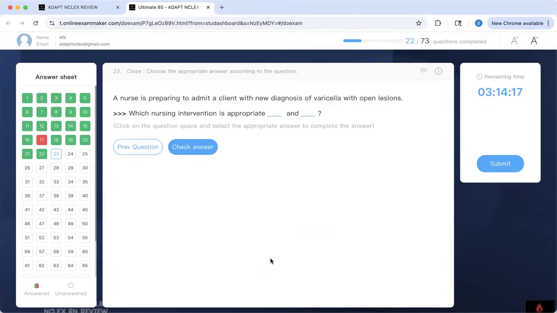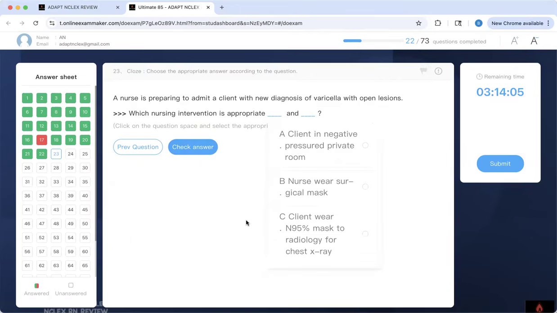And then she's preparing to admit a client with a new diagnosis of what? Varicella, open lesion. That's an active situation. Which next intervention is appropriate? Put them in a different category. Is this airborne, droplet, contact, standard, or combined? What is appropriate? Client in the negative pressure room. Nurse wears surgical mask. Client wears N95 mask to radiology for chest X-ray.